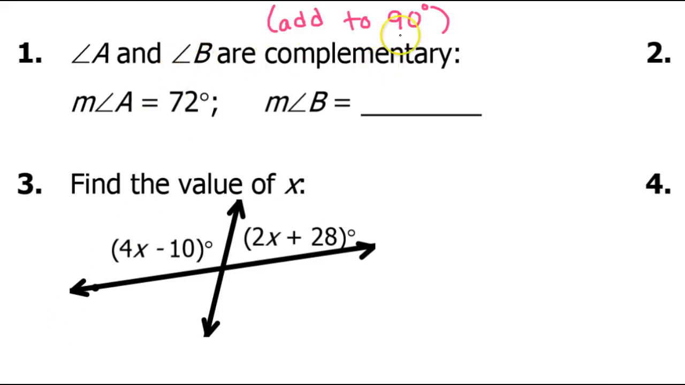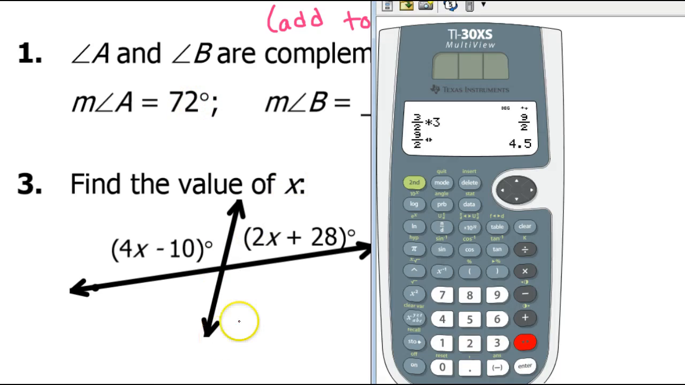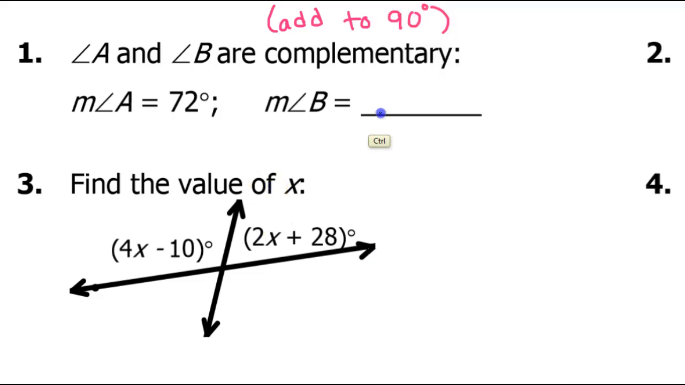Two angles are complementary if they add up to 90 degrees. So if one of the angles is 72 degrees, and I want to find the other, I should be able to simply subtract from 90. So if I take 90 minus 72, then that should give me the other angle.